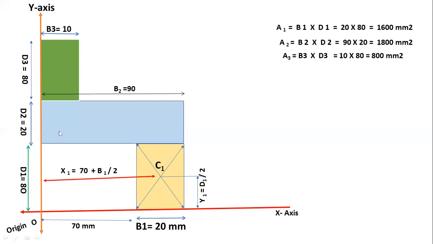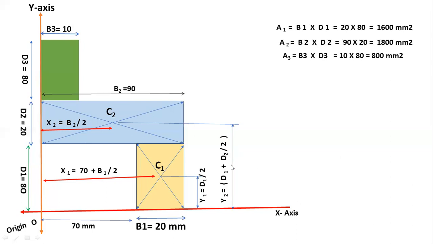Now I am drawing the diagonal lines for the second section for locating the centroid. So C2 is the centroid of the middle rectangle. Here x2 is the distance of centroid C2 from y-axis. That value equal to half of the base equal to 90 by 2 equal to 45. And here y2 is the distance of centroid C2 from x-axis. y2 equal to height of the bottom rectangle plus half of the height of the middle rectangle, D1 plus D2 by 2. That value equal to 80 plus 10, 90 mm. y2 equal to 90 mm.